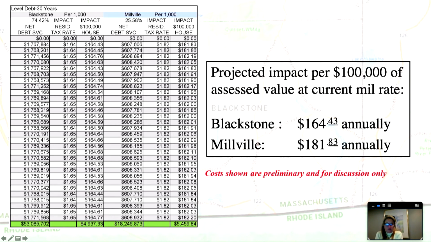But if they do pass construction, it goes into that. If they don't, it rolls into the 30-year amortization like the construction.